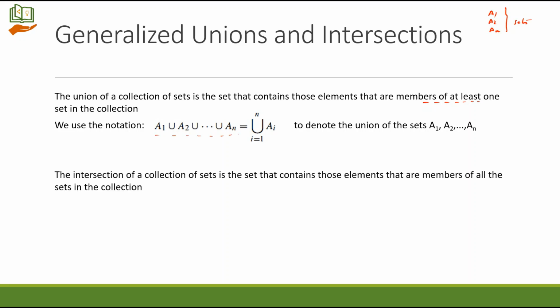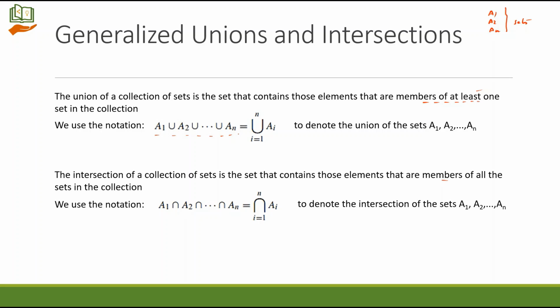The intersection of a collection of sets is the set that contains those elements that are members of all the sets in the collection. If an element is present only in A1 and A2 and not in A3, A1 intersection A2 intersection A3 will not give that element. So that intersecting element, say a, must be present in A1, A2 and A3. Only then out of these 3 sets can I pick a as the intersecting element. We can use the notation A1 intersection A2 intersection An. This will denote the intersection of the sets A1, A2 to An. Here they are talking about union and here they are talking about intersection.